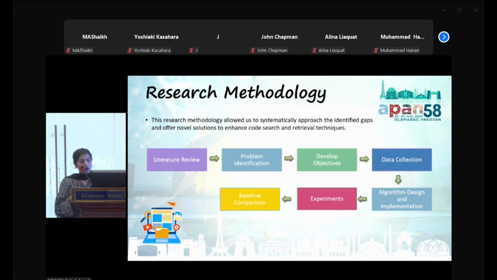So this is the research methodology. I start with conducting the literature review, and after conducting the literature review, I have pinpointed the problems, and after that I have formulated the research objectives, and then I look for the benchmark datasets, and for this study I have utilized two benchmark datasets. With the dataset in hand, I developed and implemented a model, and in order to evaluate the accuracy of the proposed model, I have conducted a series of experiments, and the results of the proposed model are then compared with the existing and established baseline models.